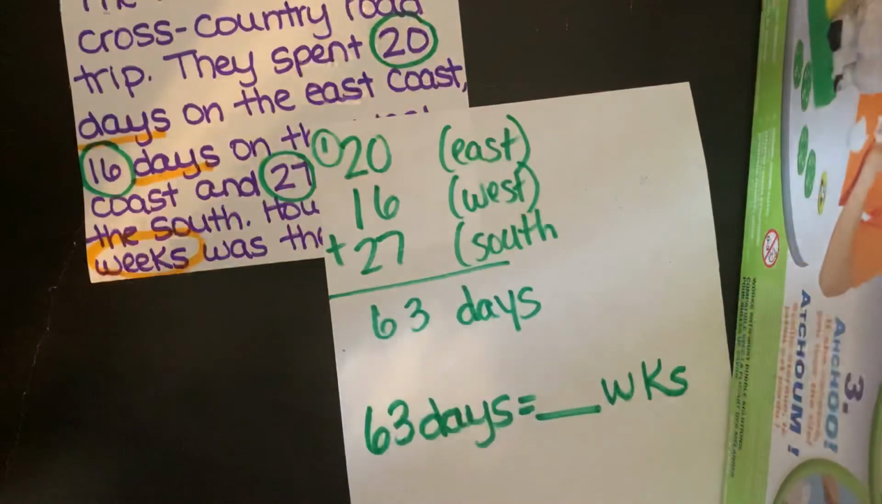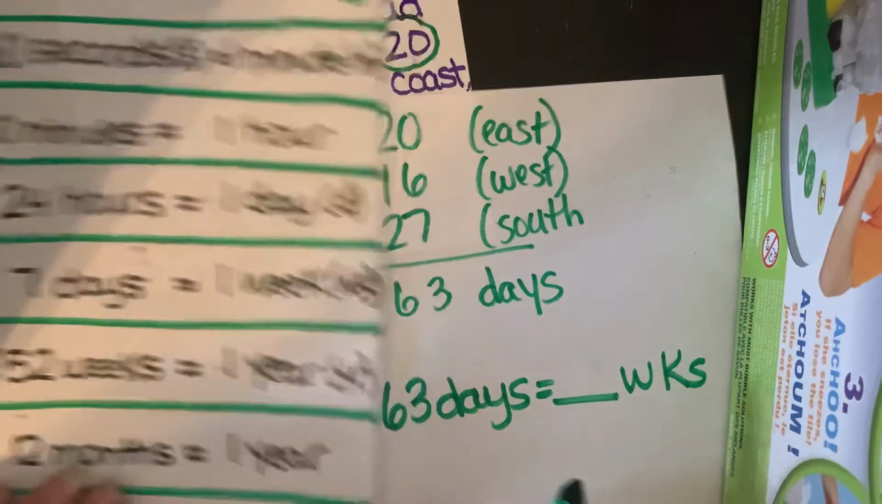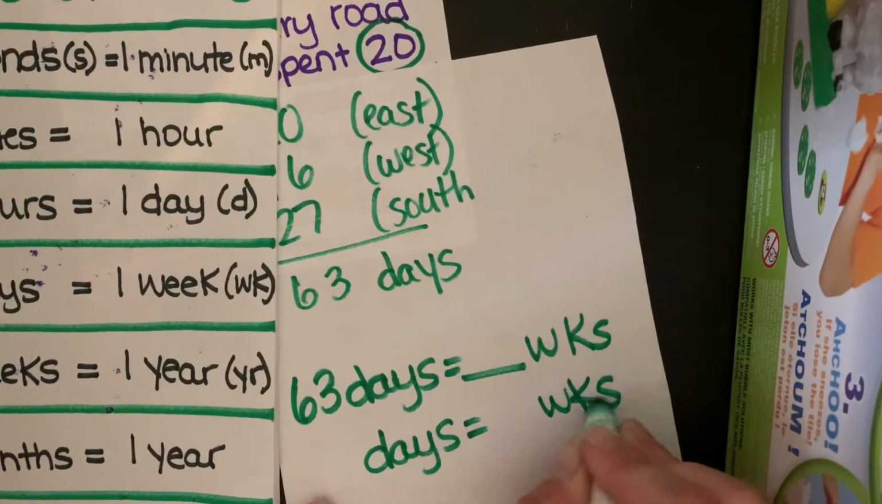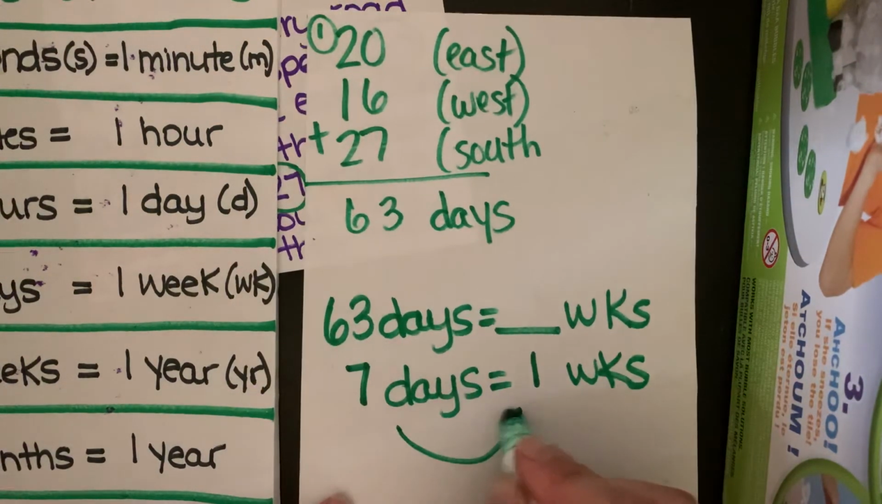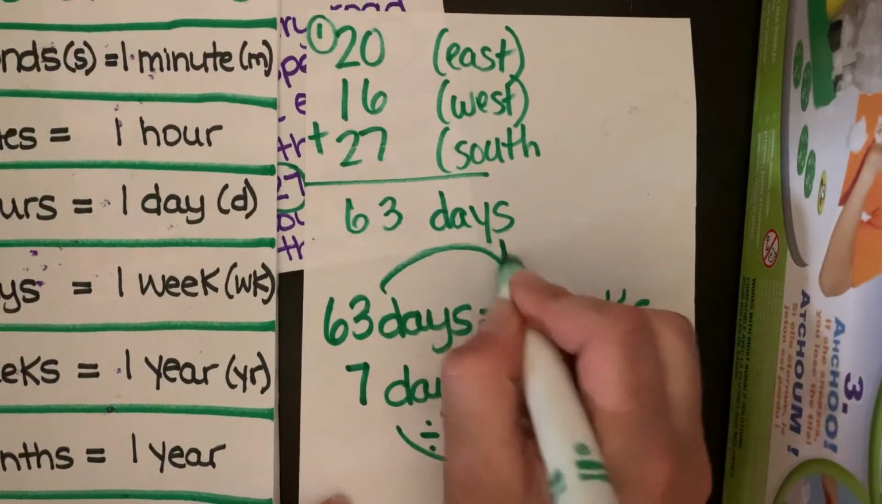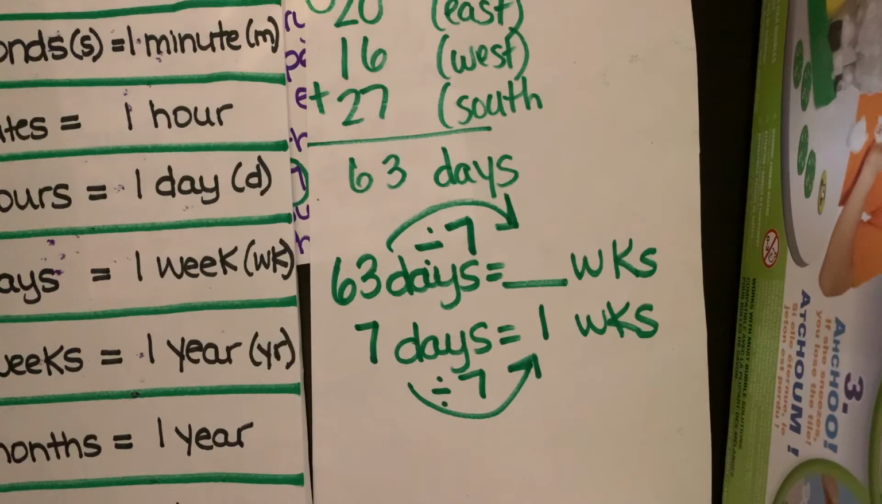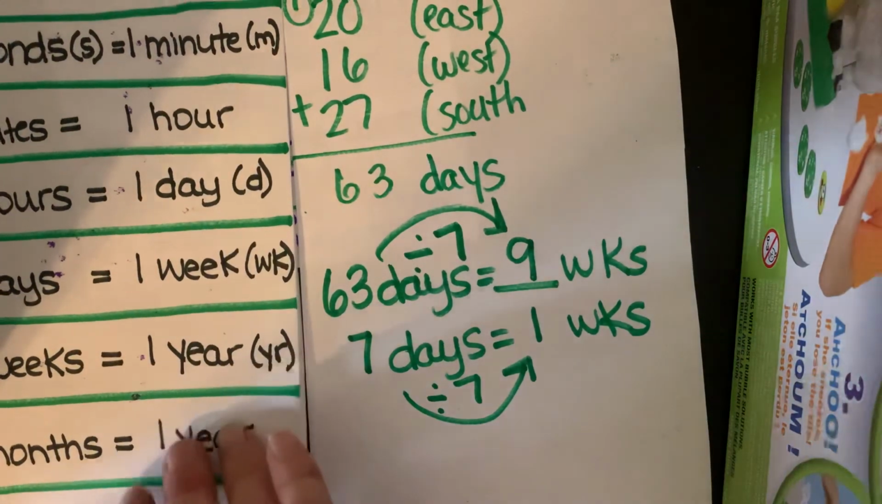Now, the equation that will help me with this is my days to weeks equation. So days to weeks, and we have 7 days in 1 week. So I went smaller, so I divided, which means I'm gonna divide 63 divided by 7, okay? So 63 divided by 7 equals 9. So they spent 9 weeks on the road.